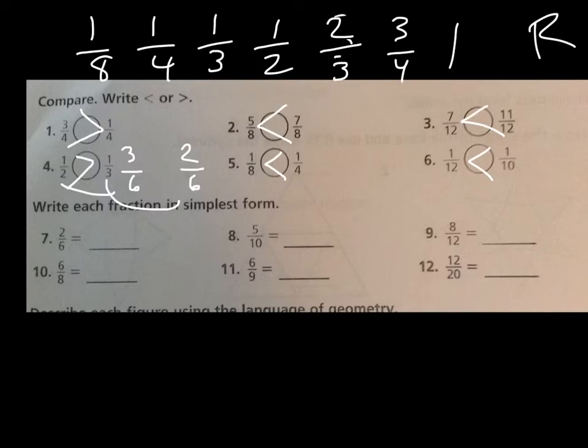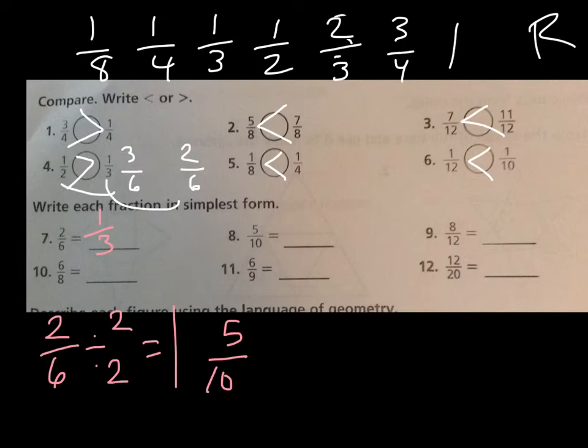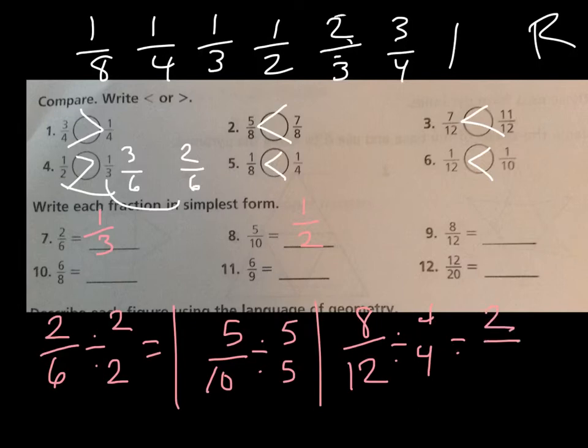When we're putting something in simplest form, we're asking what's the biggest number that can go into both 2 and 6. The biggest number that can go into both of them is 2. I divide them and I get 1/3. The biggest number that can go into both 5 and 10 is 5. So I divide 5 by 5 is 1, and 10 divided by 5 is 2. The biggest number that can go into both 8 and 12 is, let's see, 4. I divide that and I get 2, and I have 2/3. So do that for 10, 11, and 12 also.